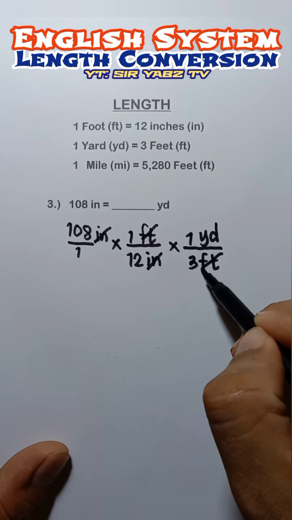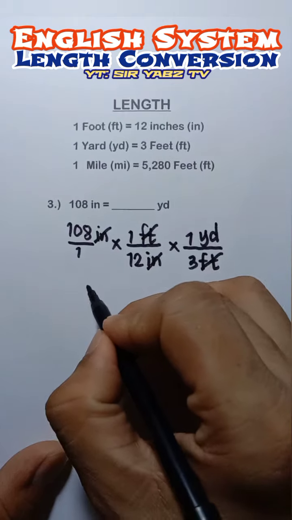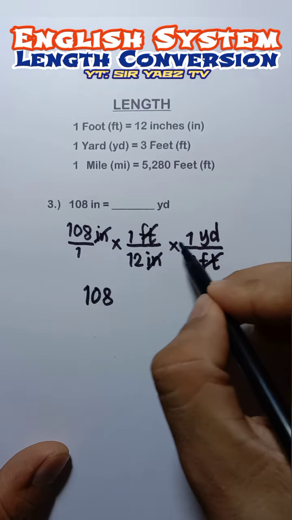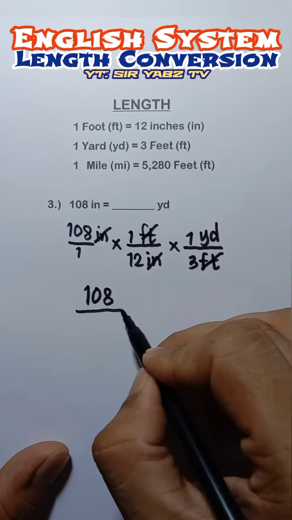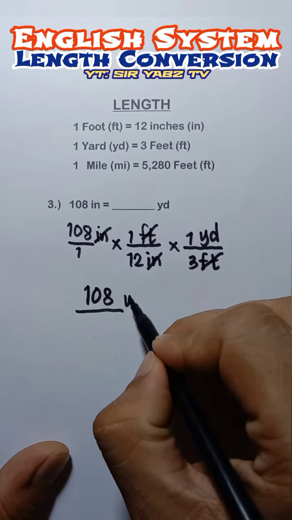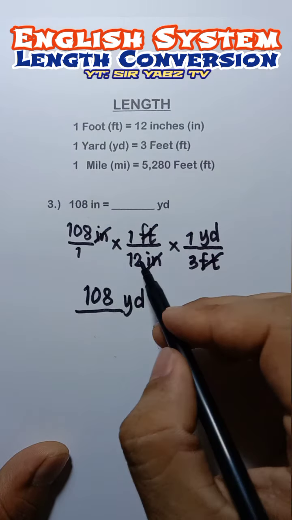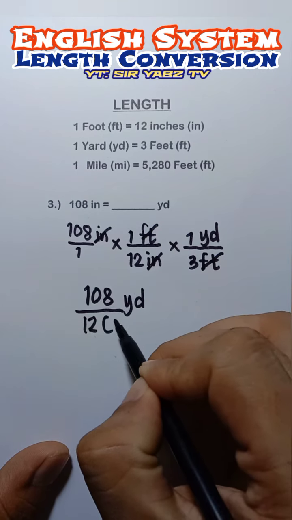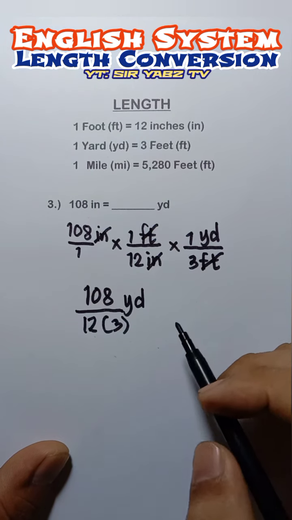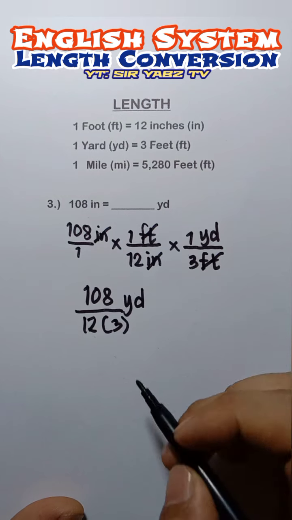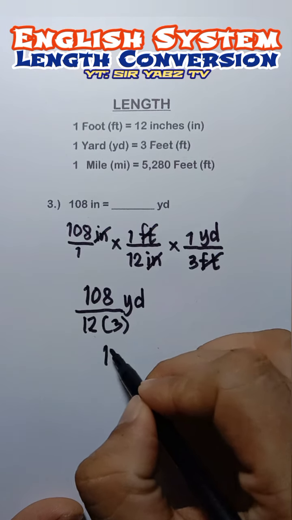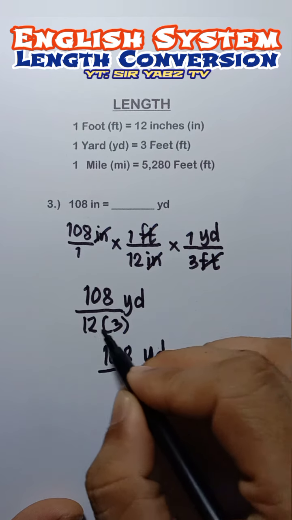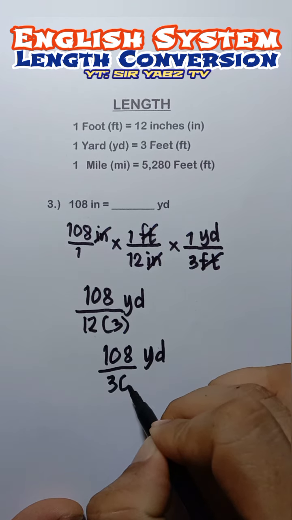Cancelled out the inches and the feet. So the remaining unit is just yard. So that is our expectation, yard, the remaining unit. So 108 times 1 times 1 is 108 yards. Then 1 times 12 is 12. So 12 times 3. Okay. Now we have to simplify this one. Bring down or copy 108 yards over 12 times 3 is 36.